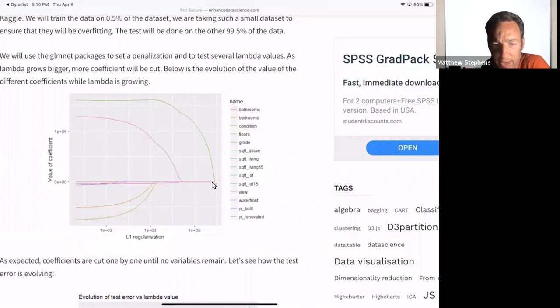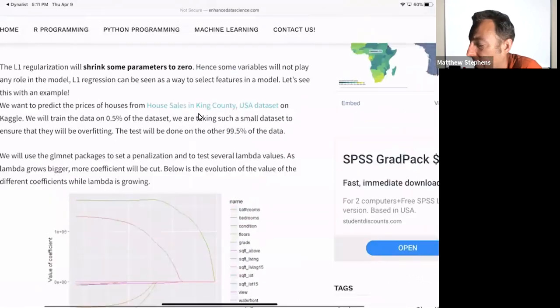This is the behavior I was referring to before: as we relax the penalty and it becomes less stringent, more and more coefficients become non-zero. At this point in the solution we've got maybe 1, 2, 3, 4, 5 non-zero coefficients. As you go this way, you get more and more non-zero coefficients, although some of them are very, very small.